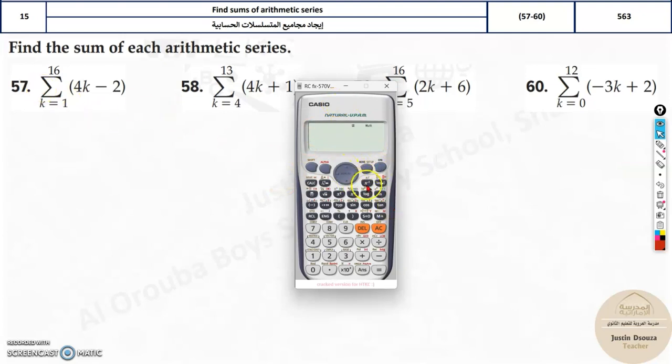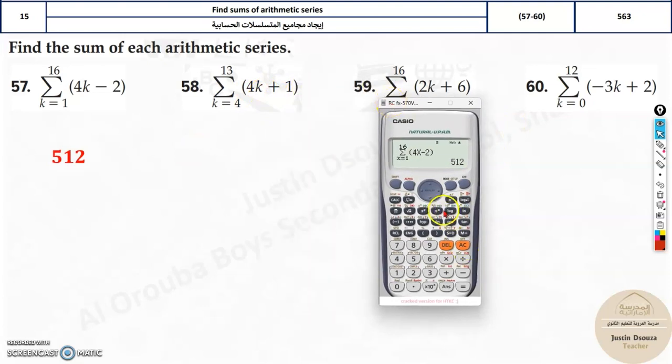All you need to do is use the summation, that is shift and this symbol, and then write this as it is. But you do not have the variable k, you need to add the variable x minus 2, and it starts from 1 until 16. You're finding the sum from the terms 1 to 16. For this particular equation, the answer is 512. Similarly, you can find the other answers.